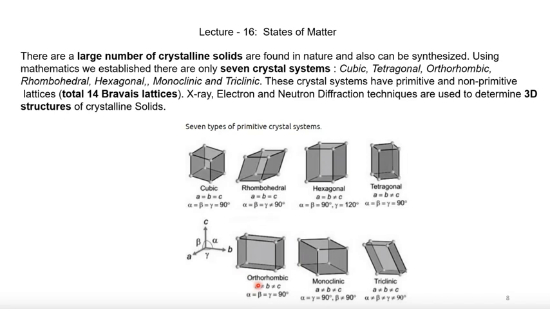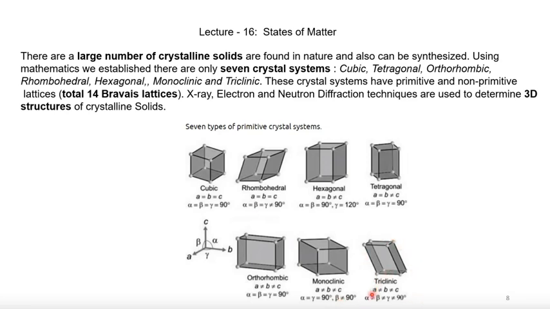Orthorhombic: all axial parameters are not equal to each other, but all axial angles are equal to 90 degrees. Monoclinic: all axial parameters are not equal to each other, alpha and gamma are equal to 90 degrees, and beta is not equal to 90 degrees.